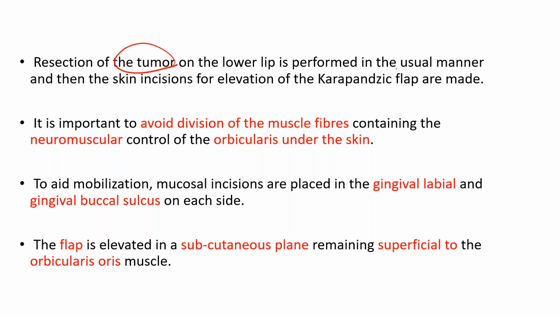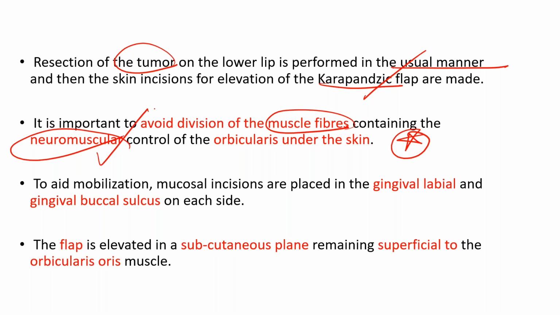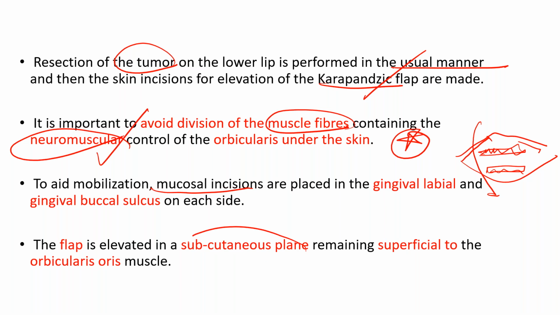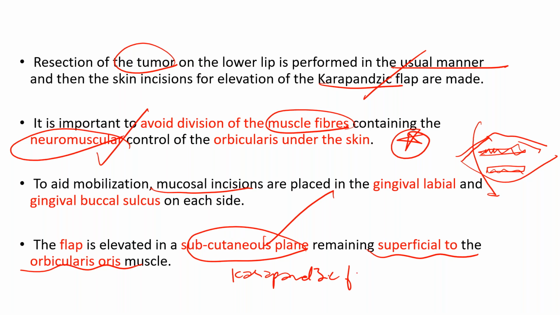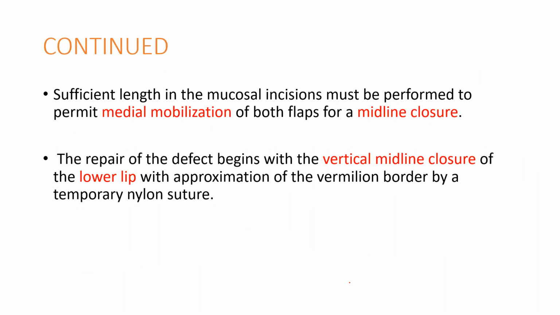So tumor resection is performed in the usual manner and later on the Karapandzic flap is done. It is important not to divide the muscle fibers and neuromuscular control, because it is a functional flap. You have to preserve the neurovascular supply. Mucosal incisions: where do you place them? If you take, this is the upper lip, this is the lower lip, and upper teeth like this, this is the lower teeth. So mucosal incisions are to be placed over here. From here the flap is taken over towards the lower lip. It is elevated in a subcutaneous plane, superficial to the orbicularis oris muscle. This is nothing but the Karapandzic flap. Just remember the name for lower lip.